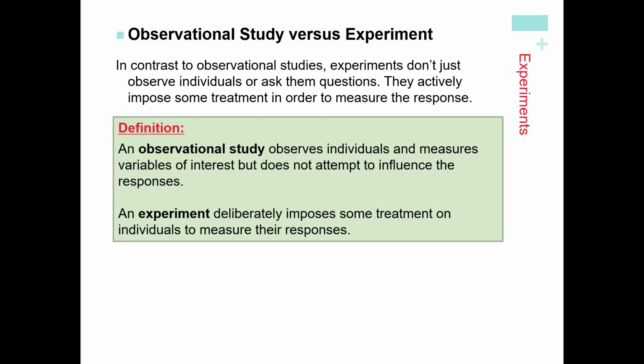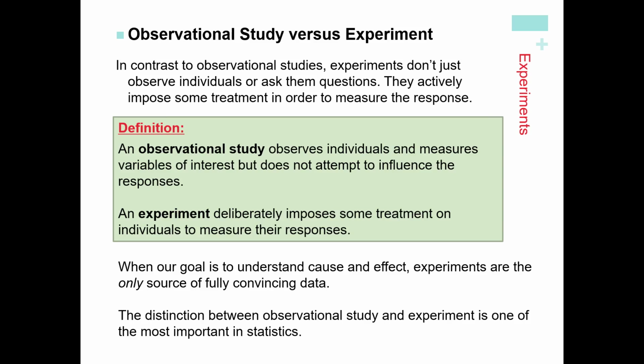So let's go into definitions here. An observational study observes individuals and measures variables of interest, but doesn't attempt to influence the responses. Whereas an experiment, on the other hand, deliberately imposes some treatment on individuals to measure their responses. So in an experiment, the researcher is taking an active role. They're imposing some kind of a treatment. In an observational study, we're really just collecting data. We're not able to affect anything about either variable.